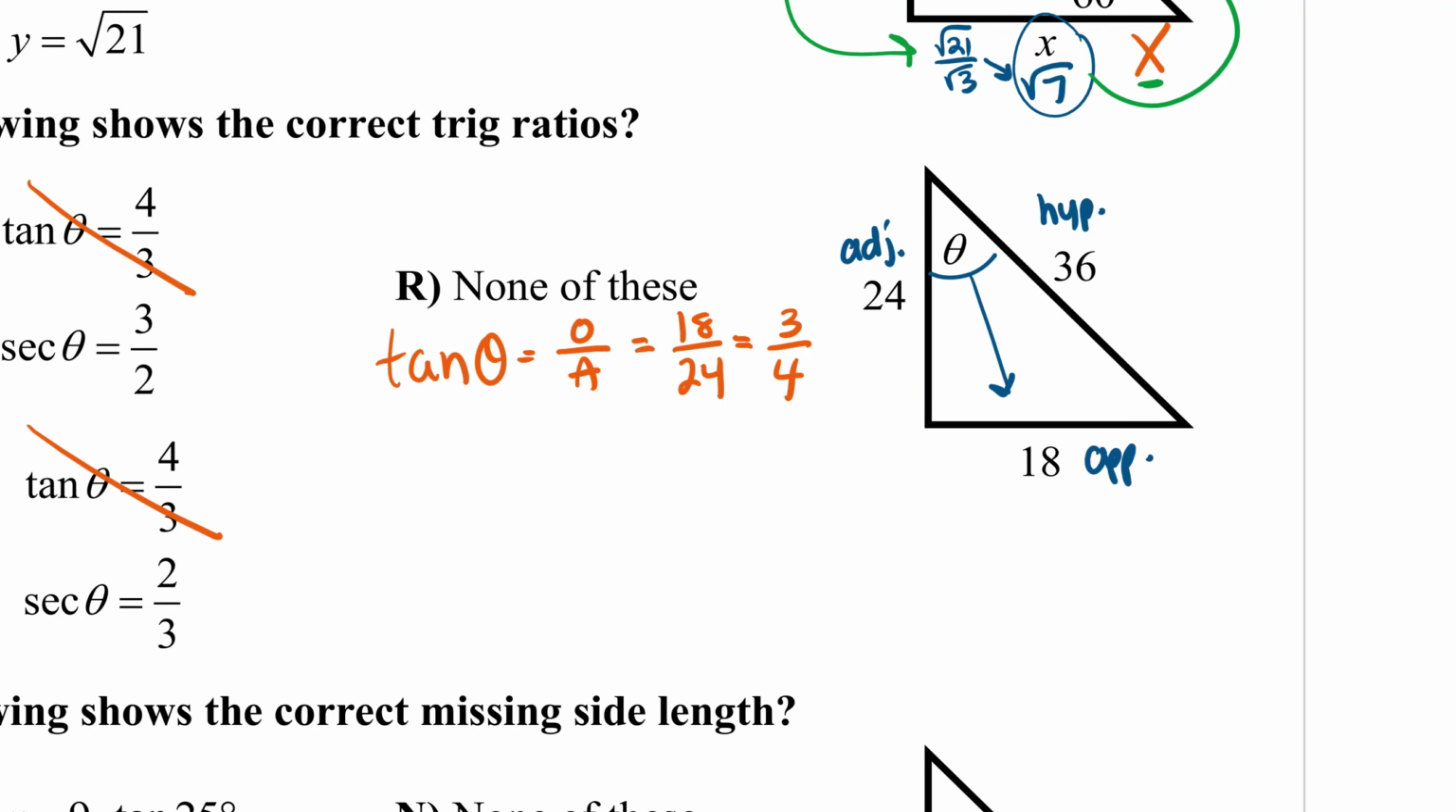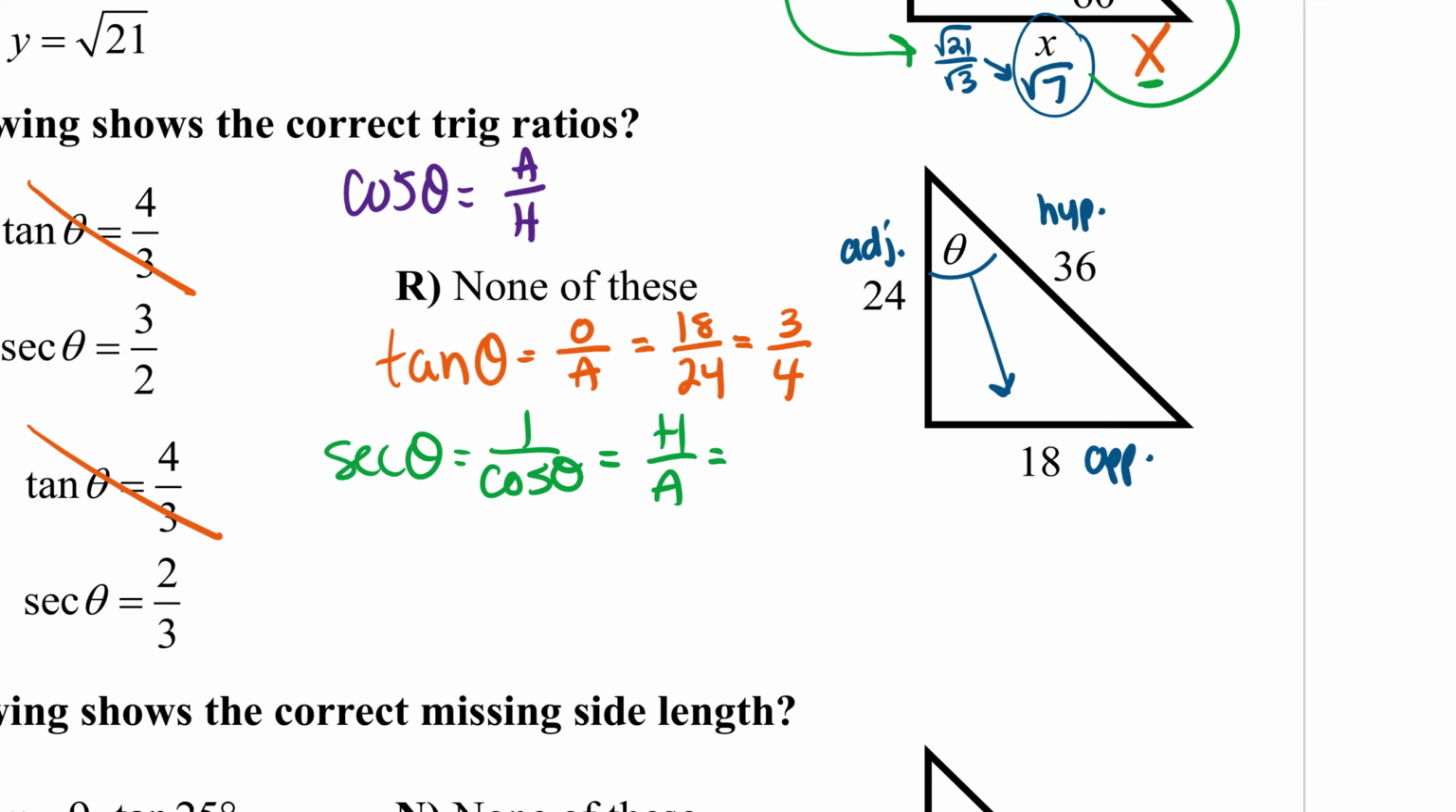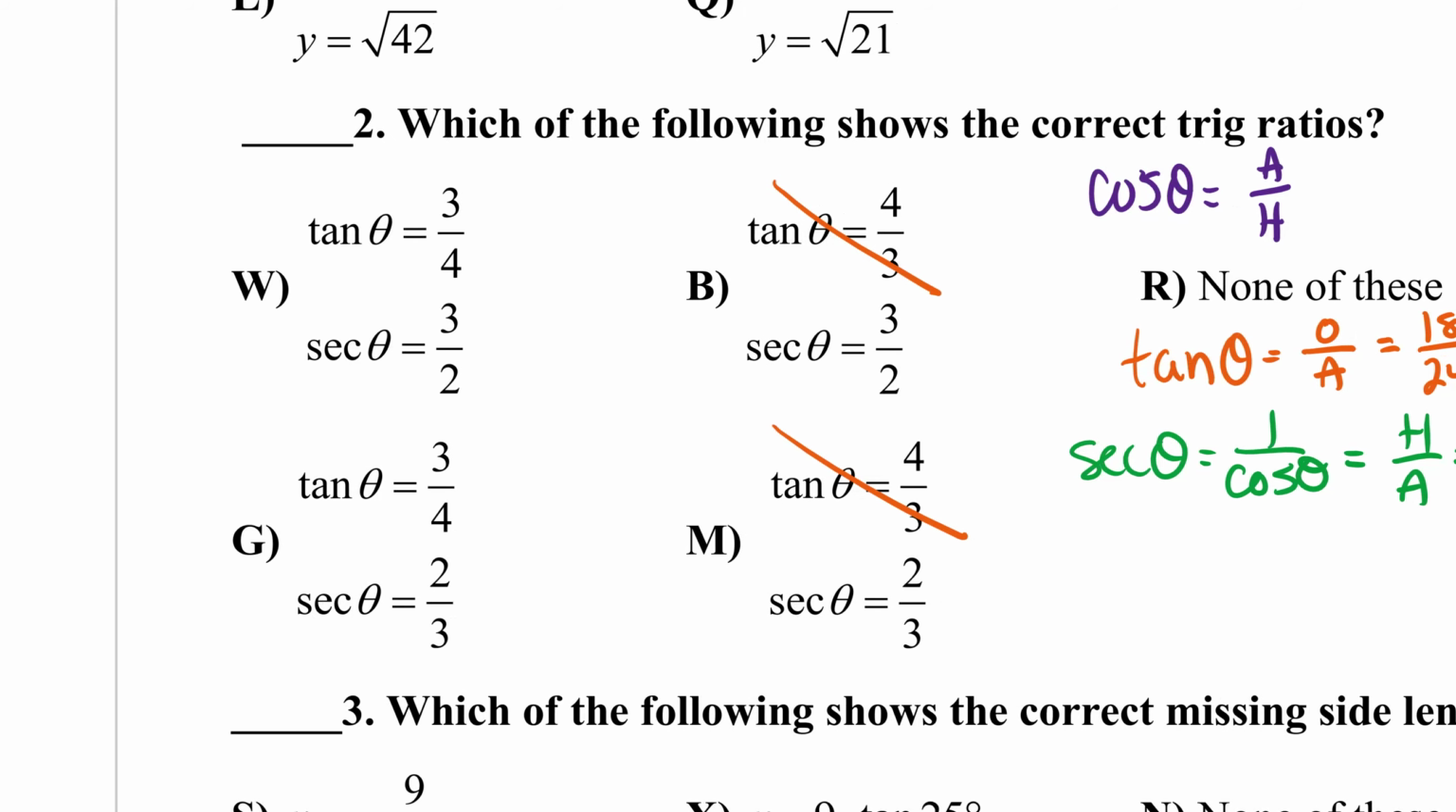Now I need to find secant. Okay, so secant is 1 over cosine, right? So whatever cosine is, you flip it. So if cosine is adjacent over hypotenuse, secant would be the opposite of that, right? Hypotenuse over adjacent. Okay, hypotenuse is 36, adjacent is 24. 12 can go into both of those, that'd be 3 over 2. So secant is 3 over 2. G is wrong, which would leave W as our answer.